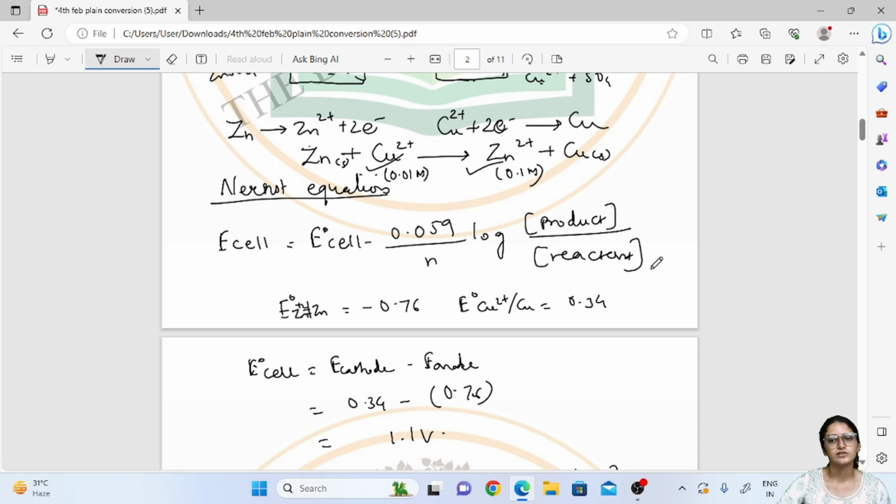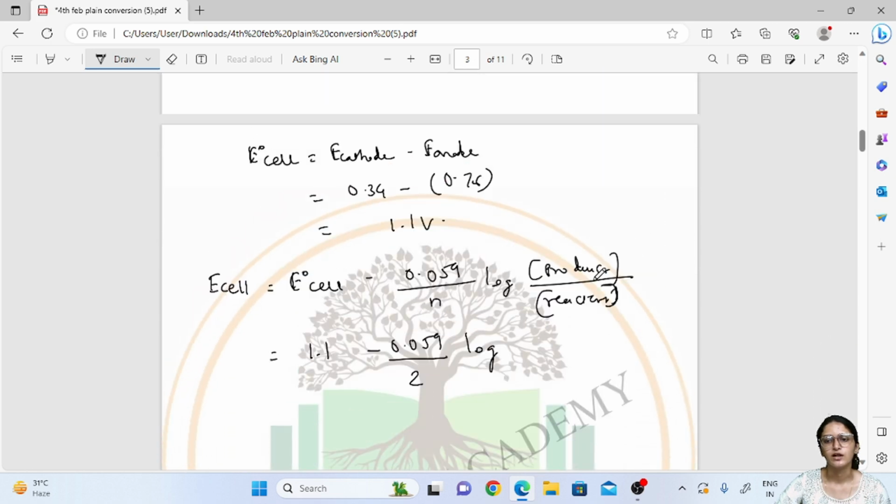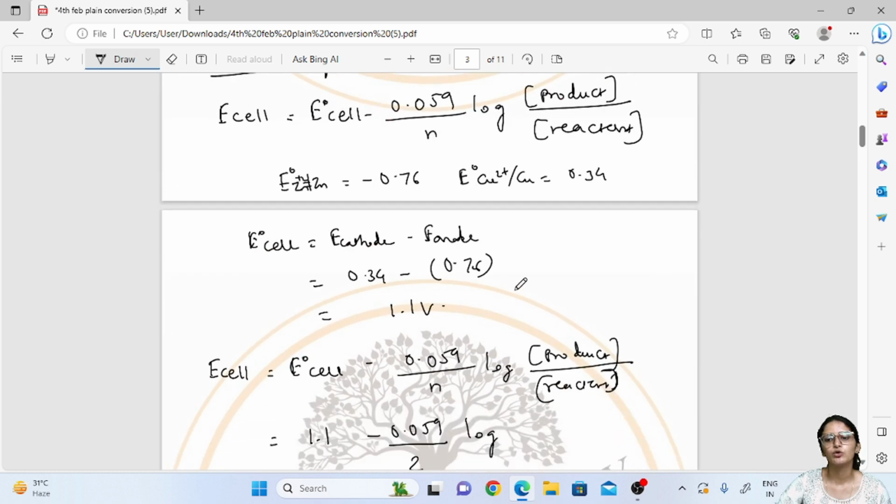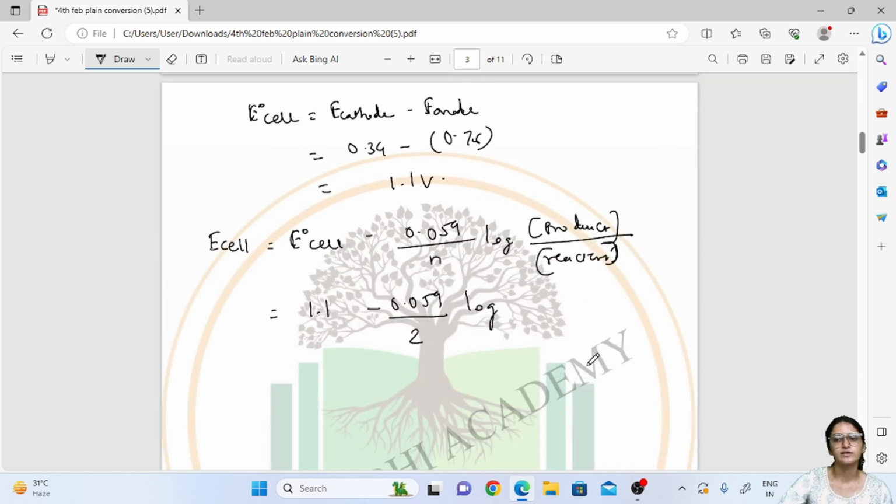Okay, these concentrations will be given, which you have to put here. So the product is what? The product is zinc 2 plus. Here we have to only write ionic products. You cannot write the stable product. So the product is zinc 2 plus, so here I can write zinc 2 plus upon copper 2 plus.